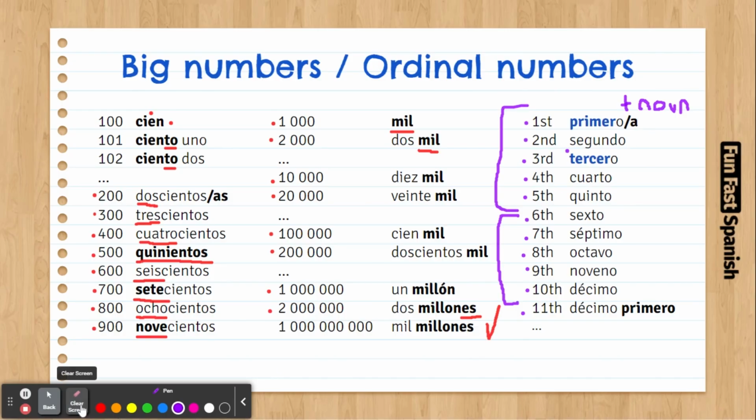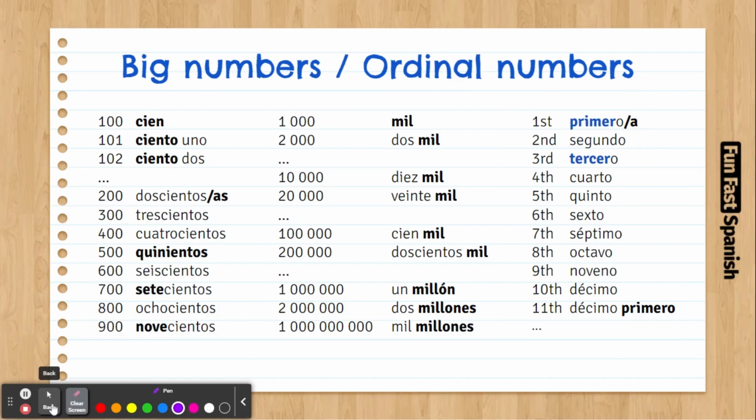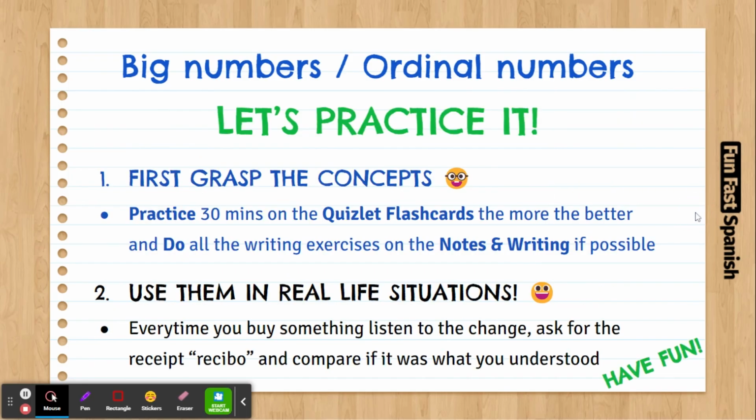Okay, I hope you enjoy this. You'll learn a lot. To practice this, you're going to do your quiz of flashcards first of all, also notes and writing, and then you're going to go.